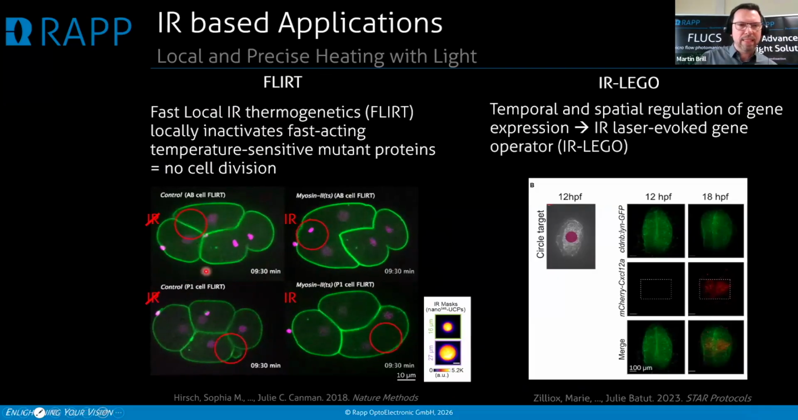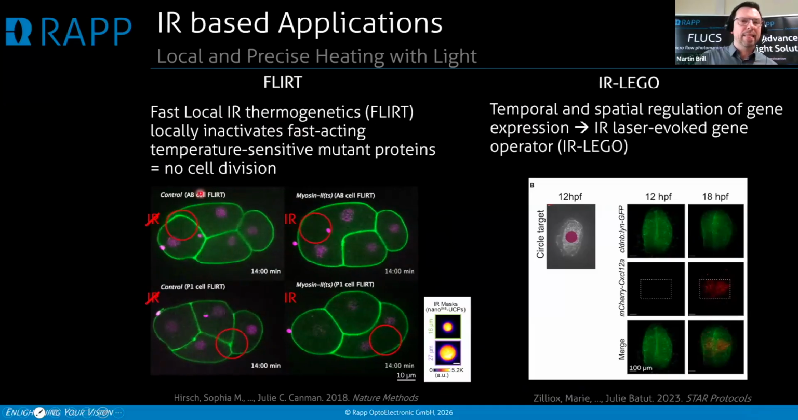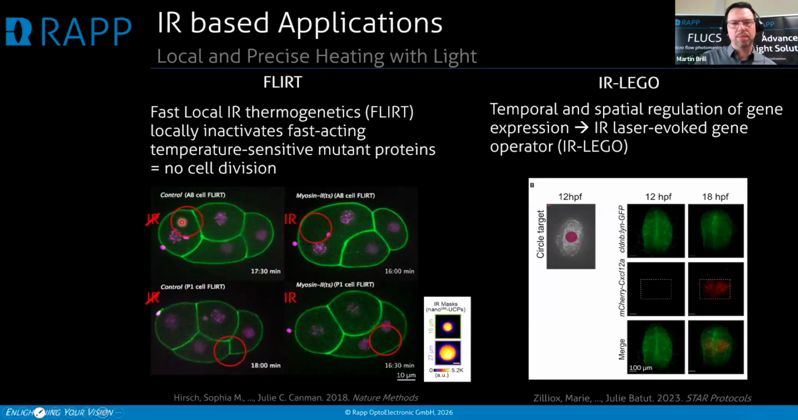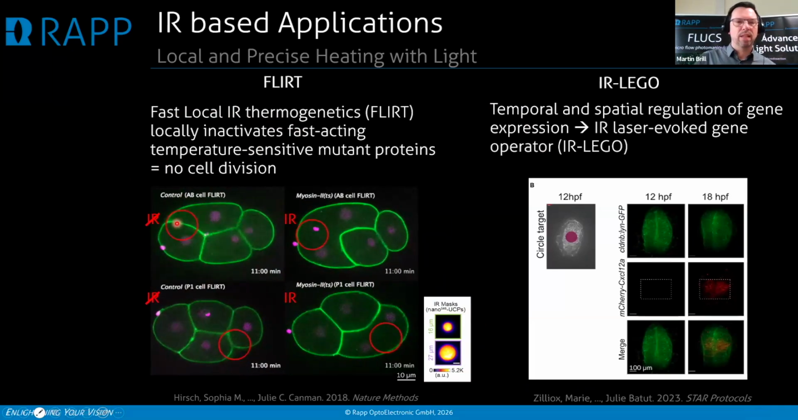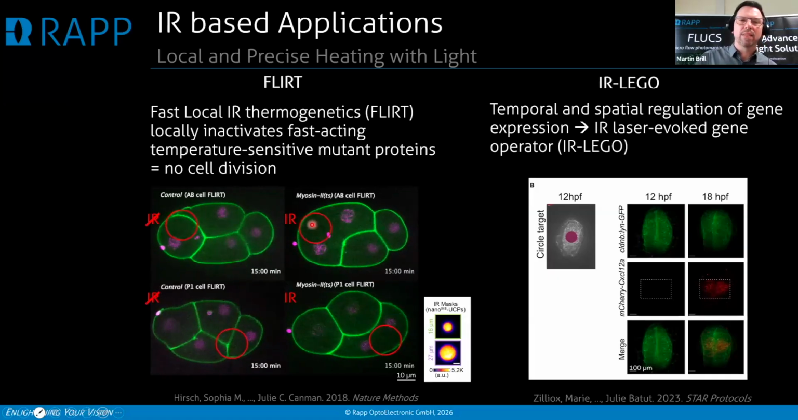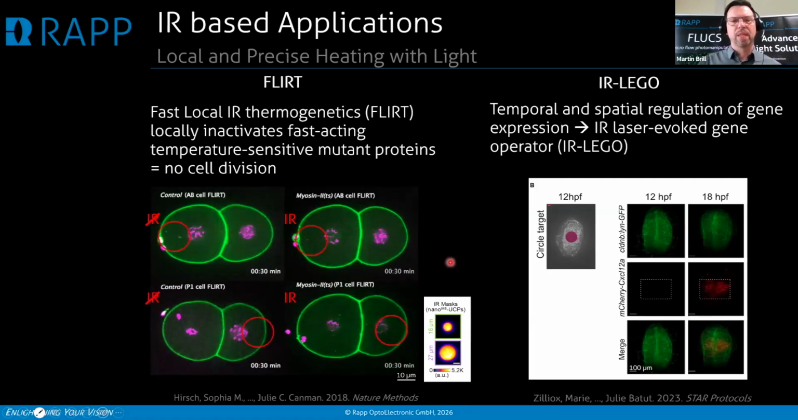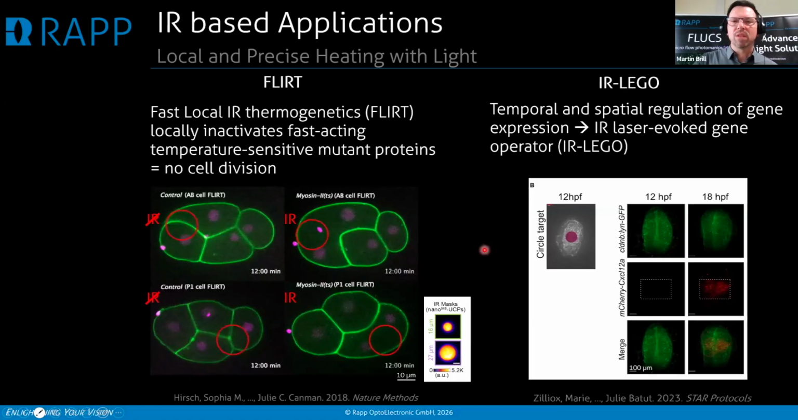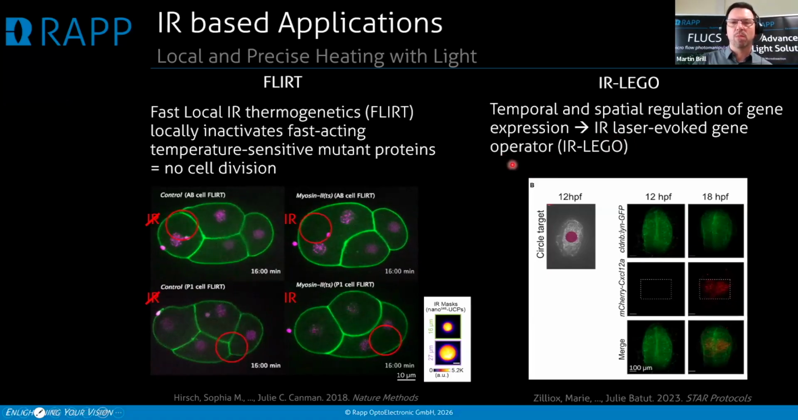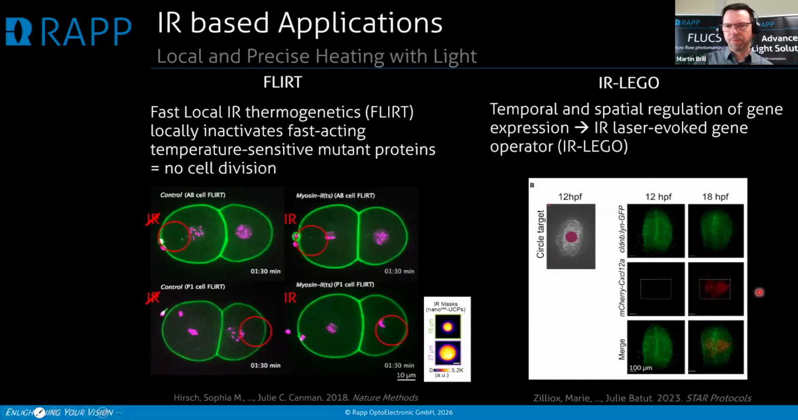And what we see here is a thermosensitive mutant, myosin 2. And if you see there is no light in this control, then these cells undergo cell division. Instead, if you start the IR laser during this time, there's no cell division happening. It's quite significant. Or, of course, similarly, we can have IR laser evoked gene operators that then switch on gene expression. All right.